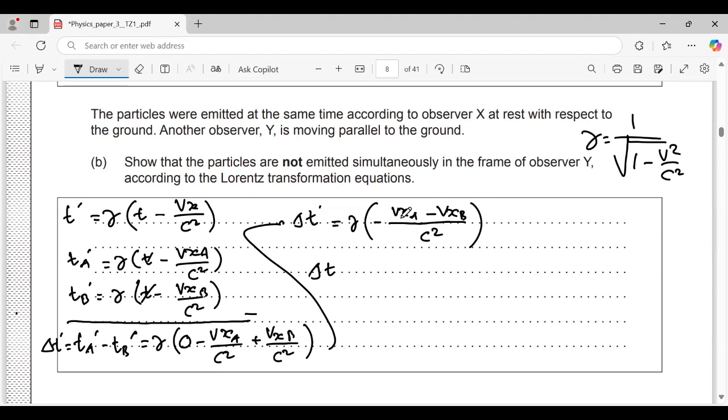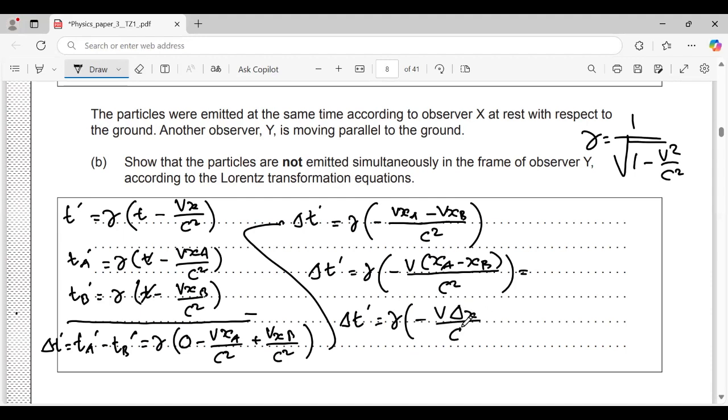It's going to be delta x, I mean v times x A minus x B over c squared, and so we have here gamma times minus v delta x over c squared, this, that one.